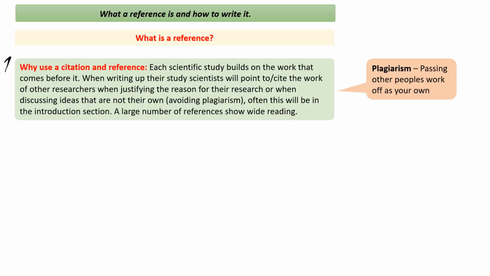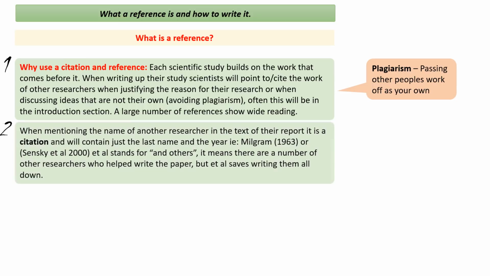So when writing the study, if you mention the name of another researcher in relationship to their work, in the text of your report, it's called a citation. And all it will contain is just the last name and the year. So maybe Milgram 1963 or Sensky et al 2000. The et al stands for and others in Latin. What it means is there were a number of other researchers who helped write the paper, but if you write et al, it saves writing them all out individually.